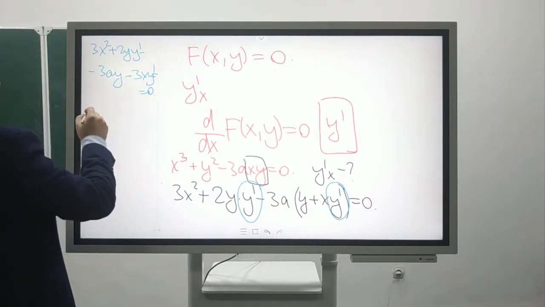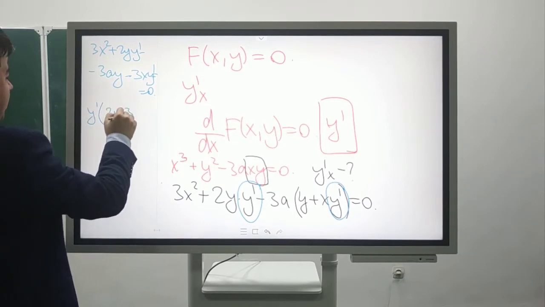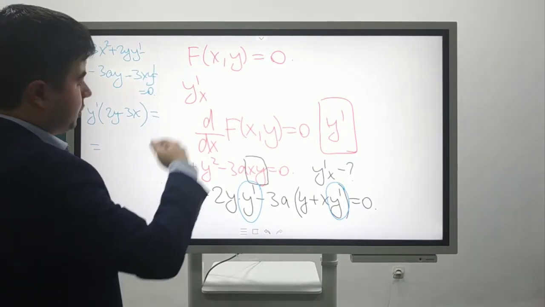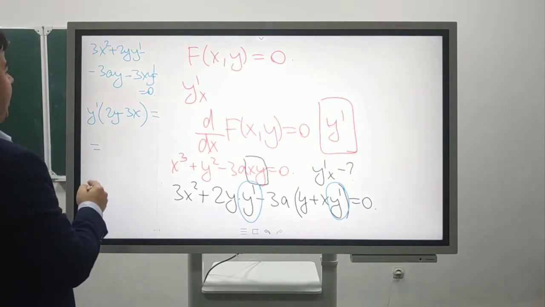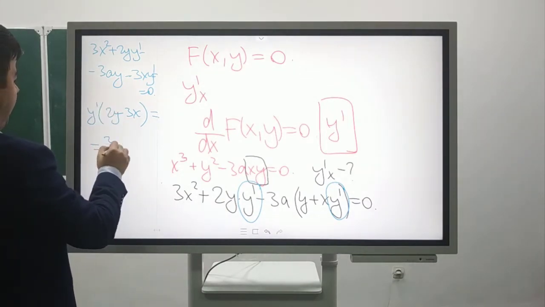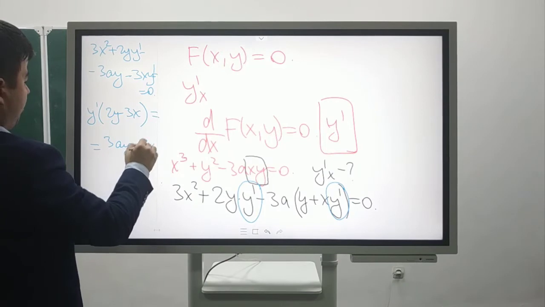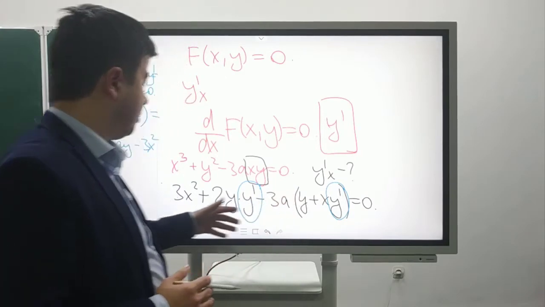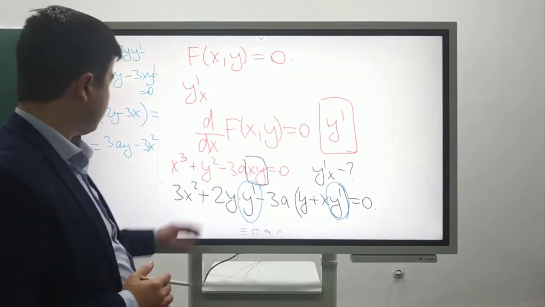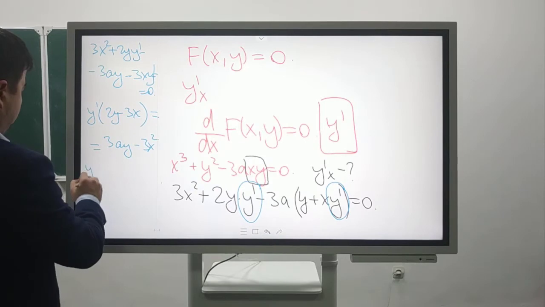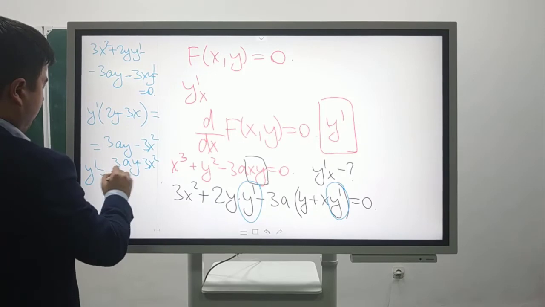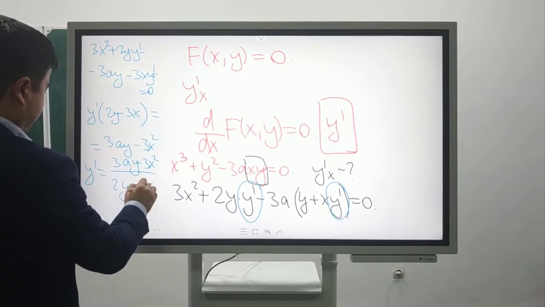And now, so what we get here? If we take out the y prime, it is 2y minus 3x equals, let's move the other ones to the right side of our equation, 3ay minus 3x squared. Is it clear? So we just collect the like terms, and y prime here is 3ay minus 3x squared over 2y minus 3x.